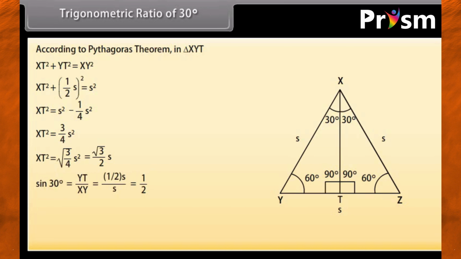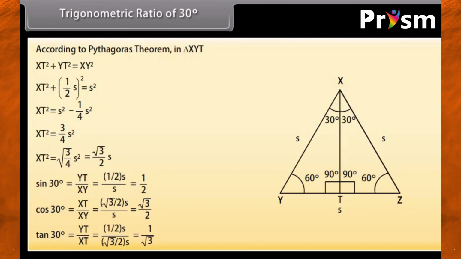Sine 30 degree is equal to YT upon XY equals 1 upon 2S upon S, which is equal to 1 upon 2. Cos 30 degree is equal to XT upon XY, which equals square root 3 upon 2S upon S, which equals square root 3 upon 2. Tan 30 degree is equal to YT upon XT equals 1 upon 2S upon square root 3 upon 2S, which equals 1 upon square root 3.